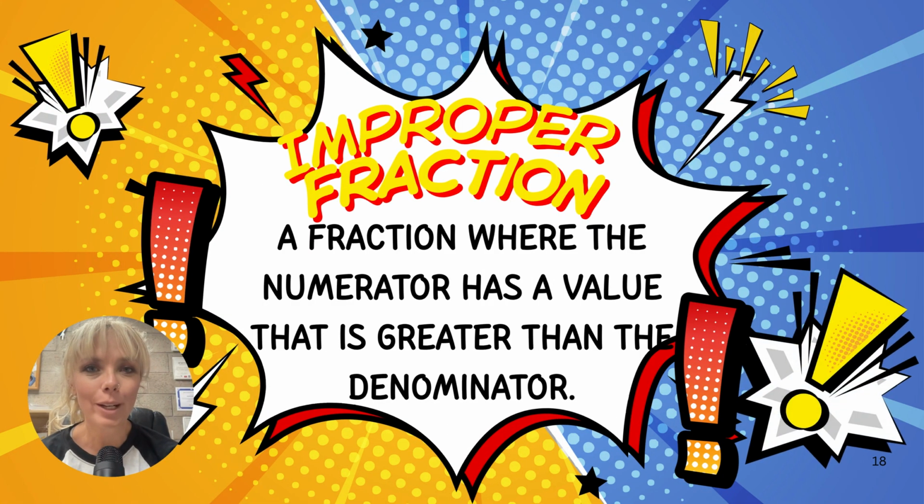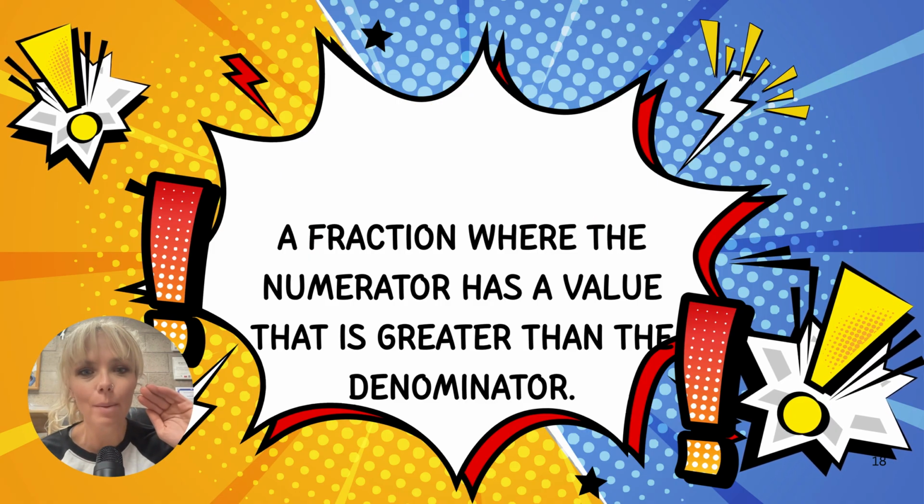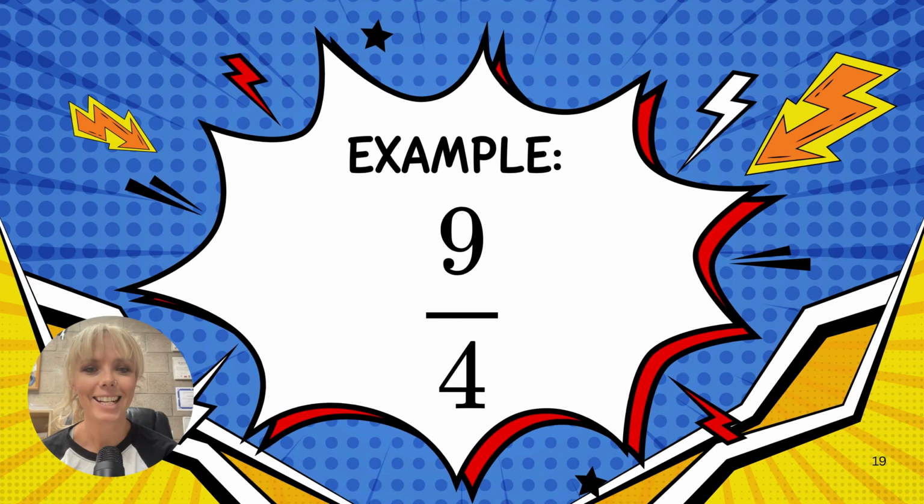Our next term is what we call an improper fraction. This is a fraction where the numerator, the number on the top, has a value that's greater than whatever the number is on the bottom. So an example would be 9/4.